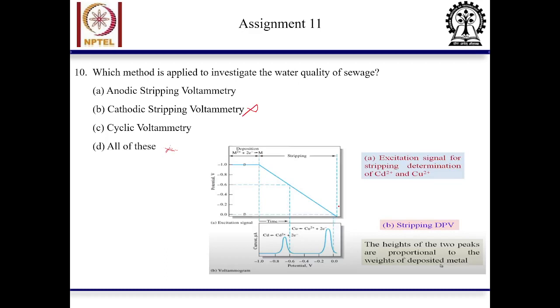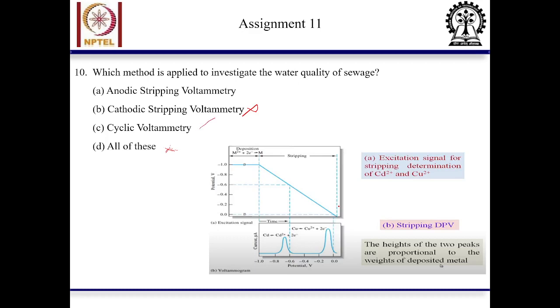Basically, in water we have heavy metals like lead, thallium, and cadmium. The water quality depends on the concentration of these metal ions. Suppose environmental chemists restrict that the lead concentration should not be more than a certain limit, so those concentrations will be very small. If we have concentrations on the order of 10 to the power minus 3 to 10 to the power minus 5, then we can go for cyclic voltammetry.